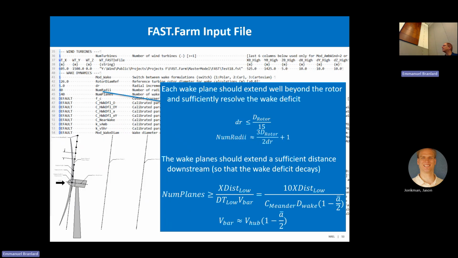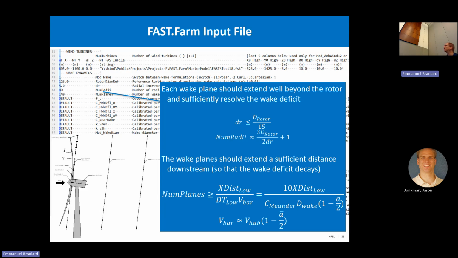Next section is the definition of the wake planes themselves. So again, there's two things to do there: how many planes and what's the discretization of the plane itself. For the DR, we recommend about the rotor diameter over 15. That's probably a good size for DR. So for the NREL 5 megawatt, that's a DR of 10 meters or something.